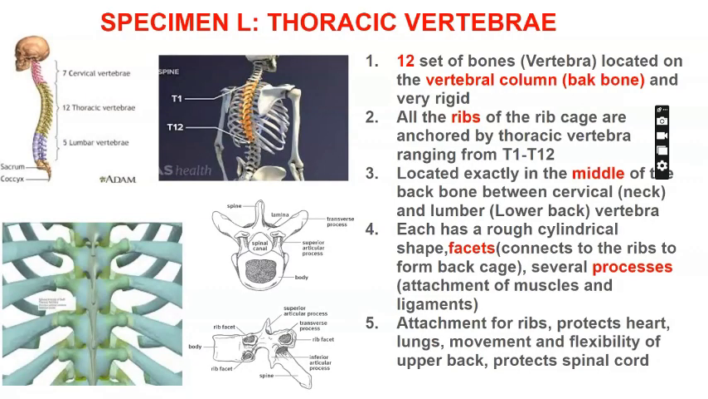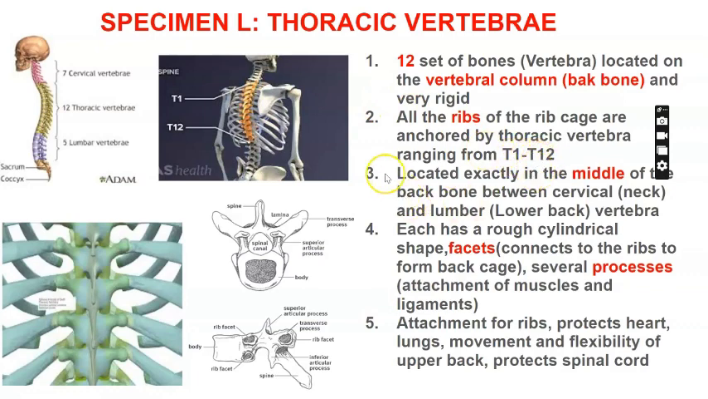Now on to our next specimen, which is specimen L, the thoracic vertebrae. The thoracic vertebrae is a set of 12 bones located on the vertebral column, or what we call the backbone. It is a very rigid bone, which makes it one of the least places that one can encounter injury. The ribs of the rib cage are anchored or supported by these thoracic vertebrae. They are 12 in number. We usually represent them with T1 to T12.